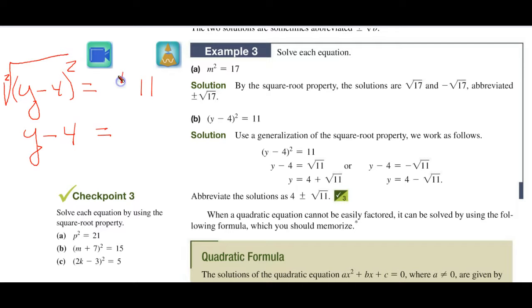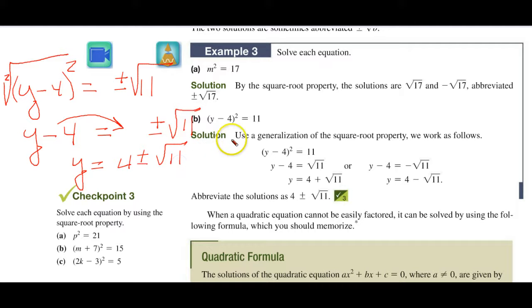But remember, on this side, it's plus or minus the square root of 11. So our plus or minus square root of 11 is still there. And now we just transpose the 4, and we get y equals 4 plus or minus the square root of 11. Again, if it's in this binomial squared form, you just take the square root of both sides. And there's our answers.